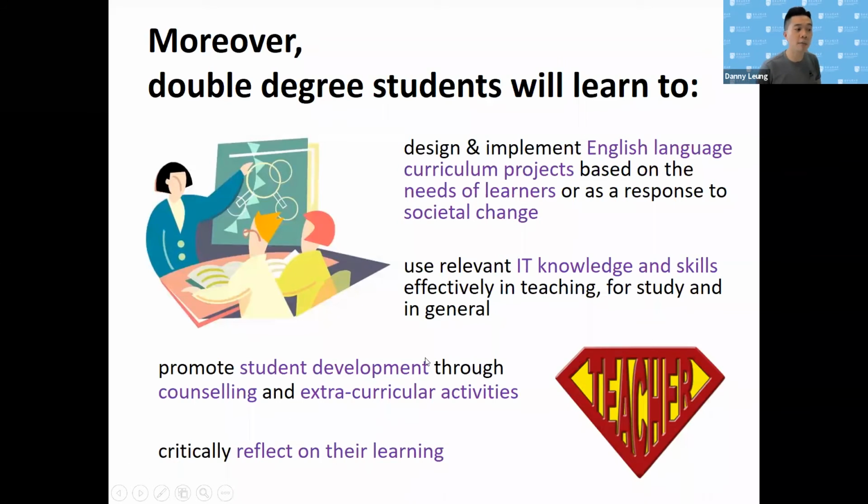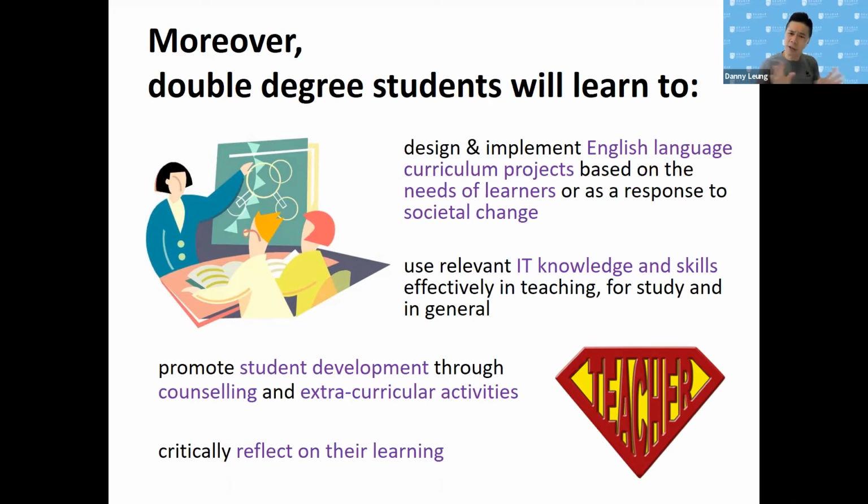And promote student development through counseling and extracurricular activities. Yes, it's not just about teaching all the way through. It's about counseling. It's about how you can get involved in extracurricular activities or co-curricular activities together with the students. So that's something you also have to learn as a good English teacher. Last but not least, you should be able to critically reflect on your students' learning. All right, so you know what they need, and that's why you have to reflect on their learning in order for you to better prepare yourself to be a good teacher.